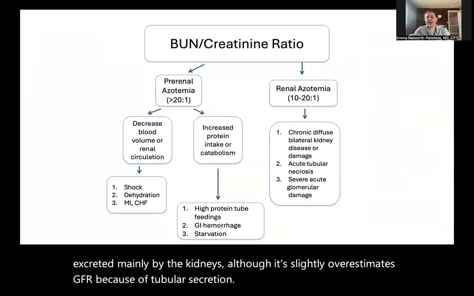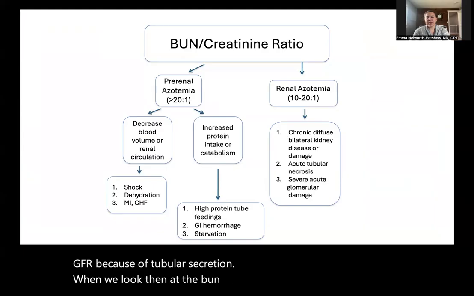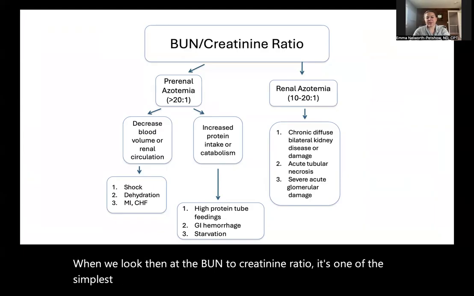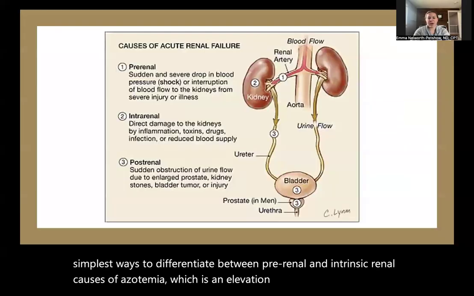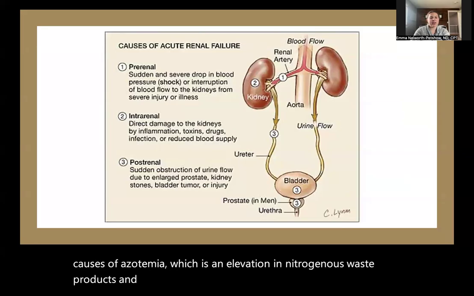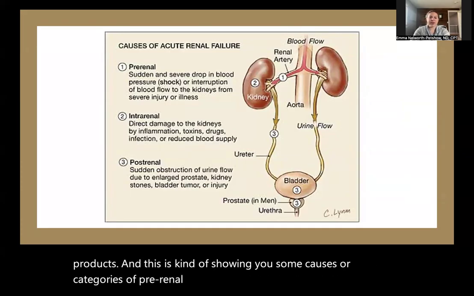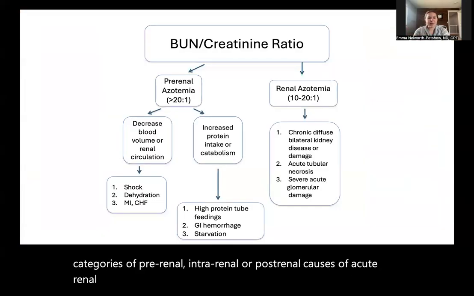When we look then at the BUN to creatinine ratio, it's one of the simplest ways to differentiate between pre-renal and intrinsic renal causes of azotemia, which is an elevation in nitrogenous waste products. And this is showing you some causes or categories of pre-renal, intrarenal, or post-renal causes of acute renal failure, kind of what we might be looking for in these patients.